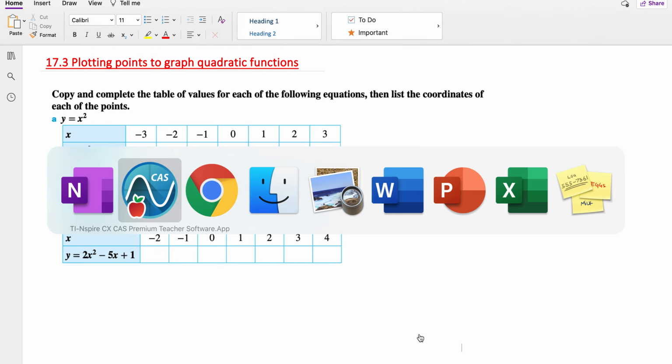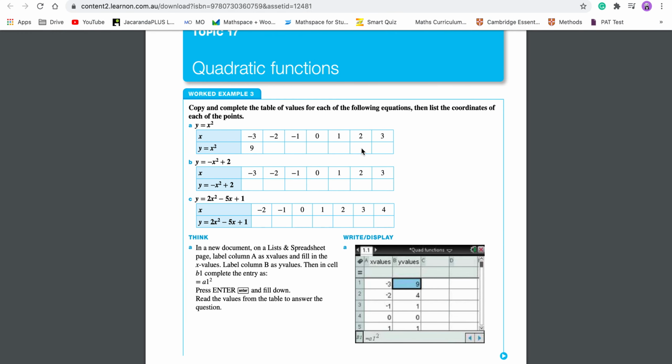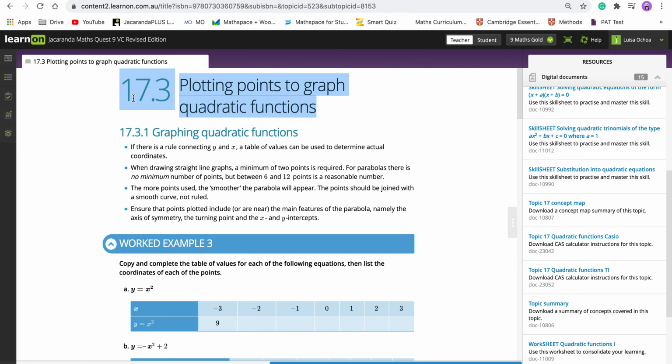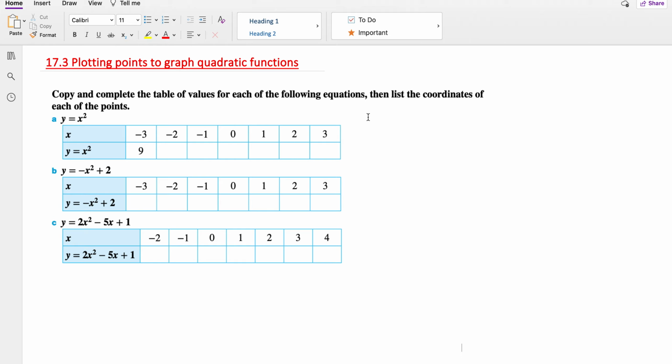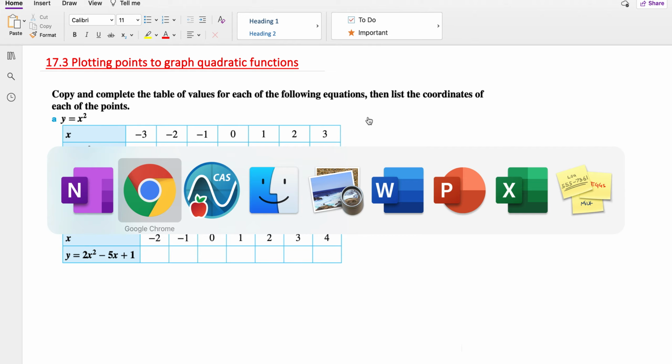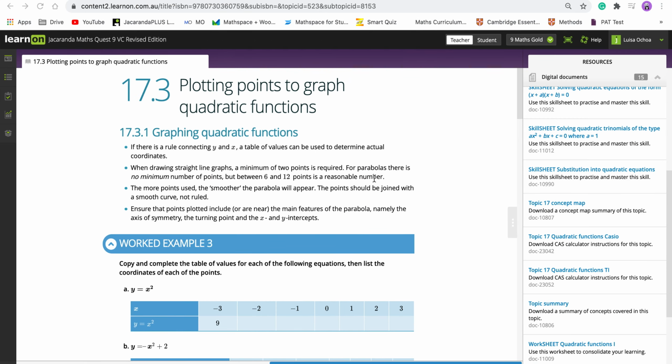So I hope that you have already read chapter 17.3, plotting points to graph quadratic functions, and have taken notes of this. So what we're going to do now is work on your CAS, and I'm going to show you how to do each one of the work examples in your CAS, okay? There's going to be a video for each one of the work examples. So let's do work example 3.